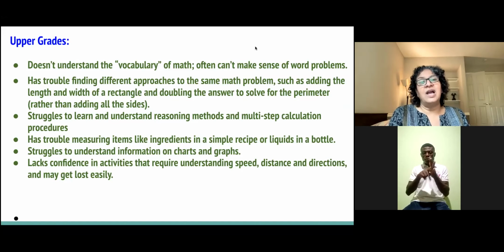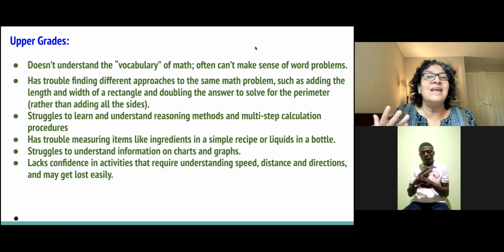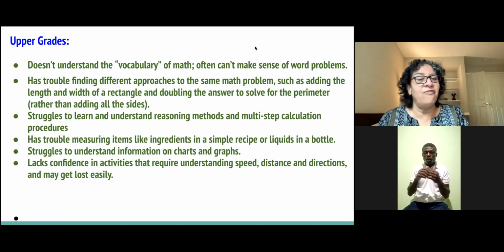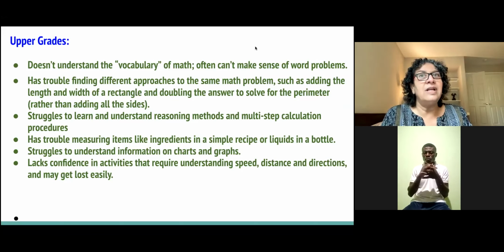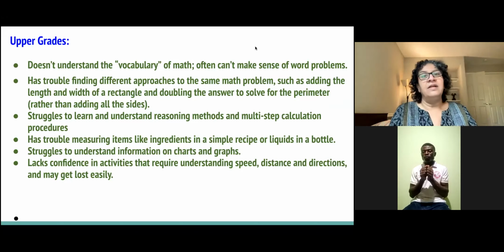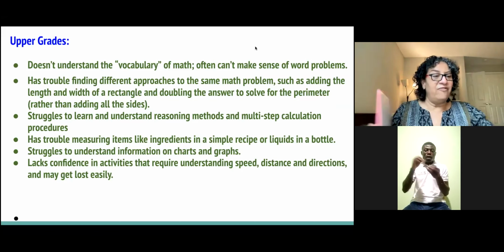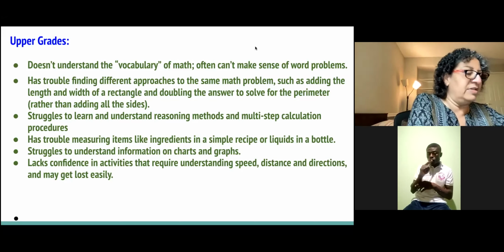The child may not understand the vocabulary of math, and often can't make sense of word problems. There is also a strong connection between math and language. There are so many terms associated with addition alone. So what different terms do we use for addition in math?